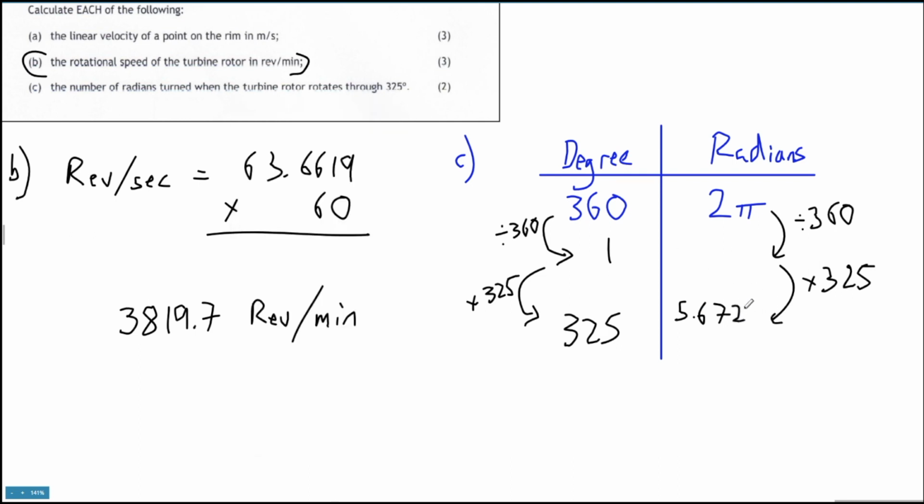5.6723 radians, that's how many radians it turns through. So 5.6723 radians is equal to 325 degrees. That's it. That's the answer. Super simple, nice and easy. Next one.